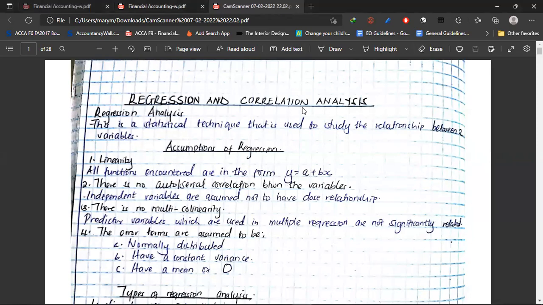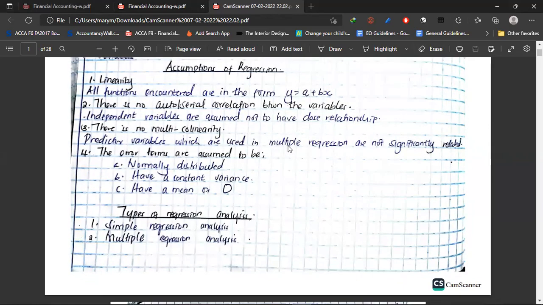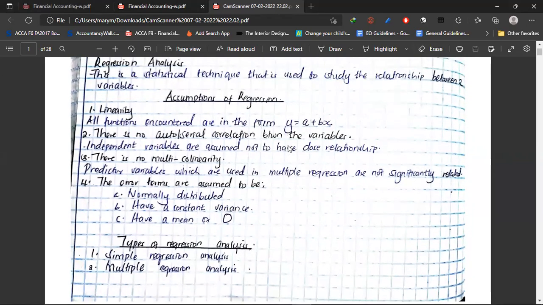So when I look at regression and correlation analysis, we are saying that regression analysis is just a statistical technique that is going to be studying the relationship existing between two variables. Some of the assumptions which are normally tested in an exam: we normally have linearity, and you are going to be forming our equation in the form of y = a + bx.